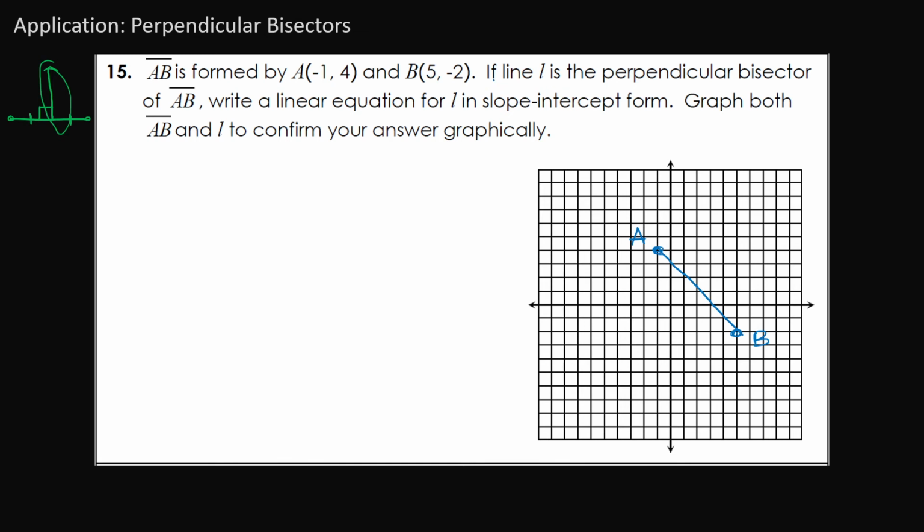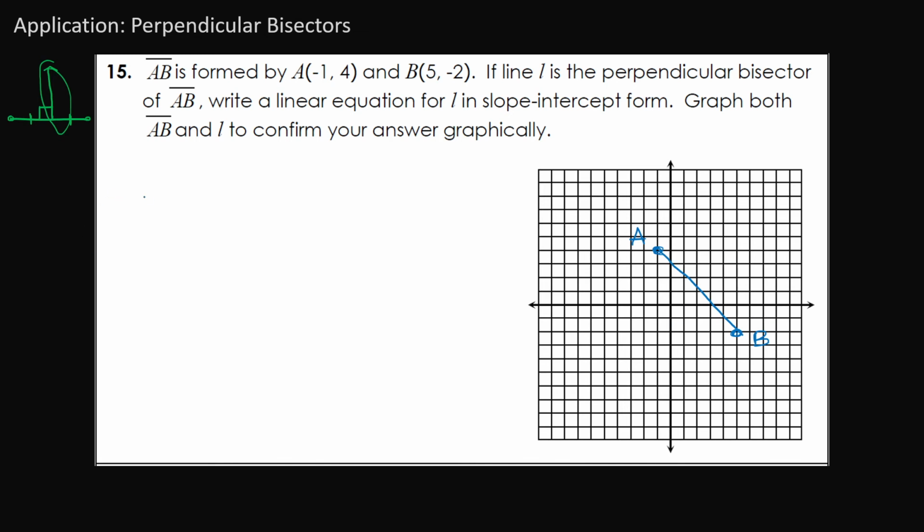And we're saying if line L is the perpendicular bisector of segment AB, we're going to write a linear equation for line L in slope-intercept form. And we want to graph both the segment and the perpendicular bisector to confirm our answer. So I've already done the work here. I've graphed segment AB and the points, and now I need to figure out this line.